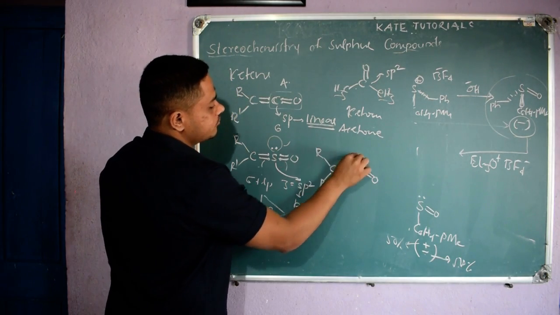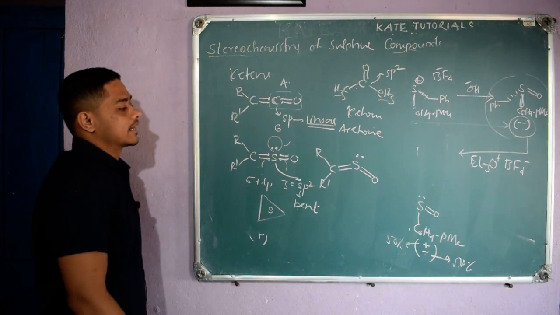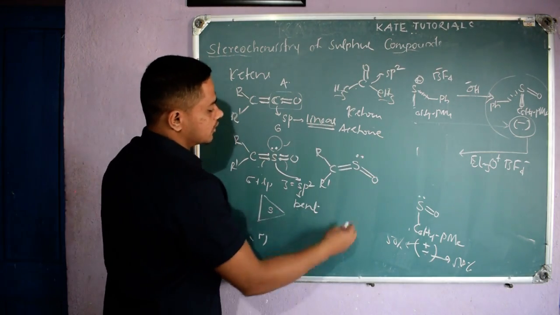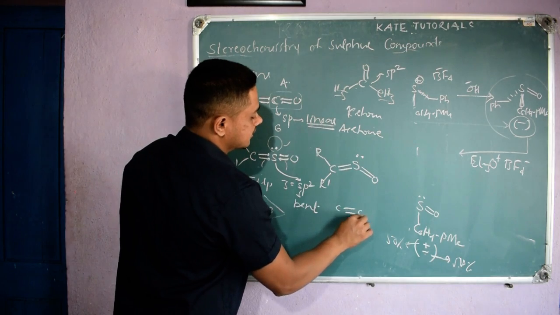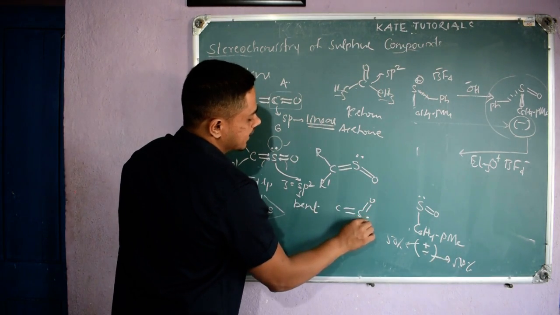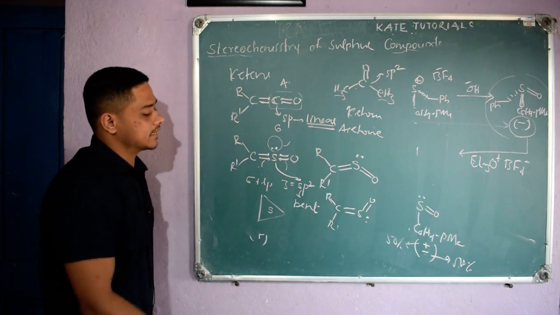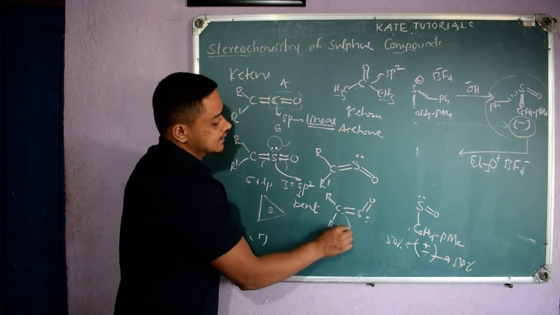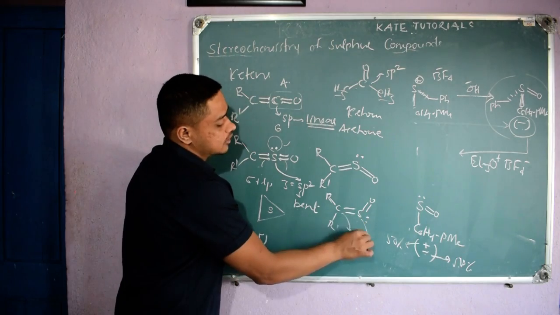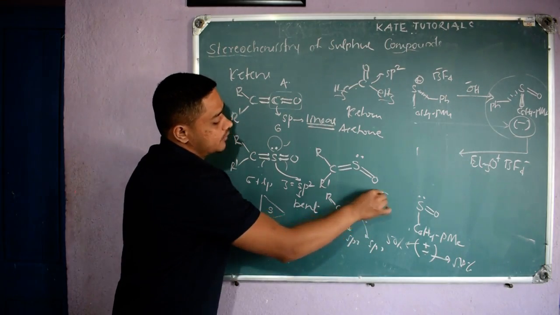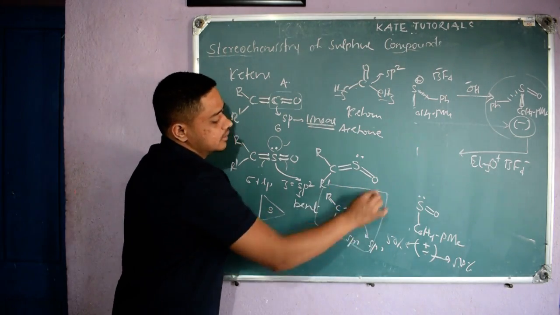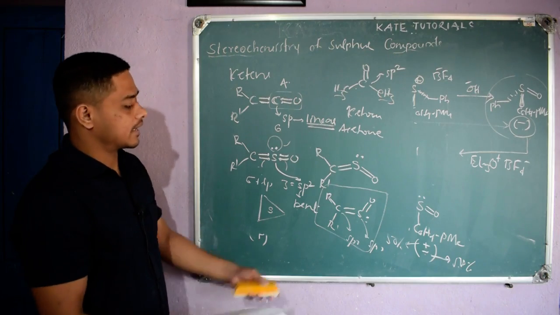So it will be like this, R dash. Lone pair will be like this, right? So it will be bent shape, or it can also be like a double bond over here, and lone pair can be here. And see here, if you see the hybridization, this is also sp2, this is also sp2. So all will be in the same plane.